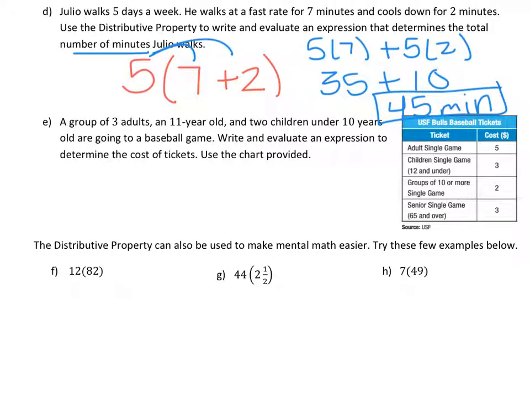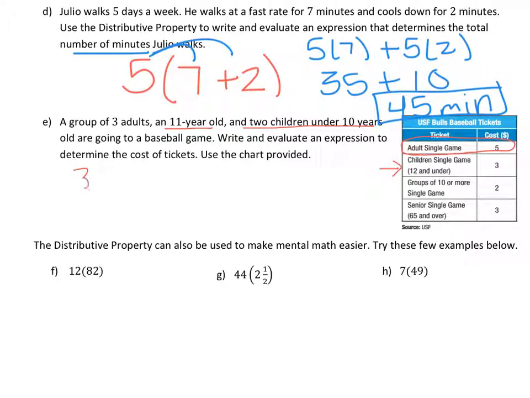Letter E. A group of 3 adults, an 11-year-old, and 2 children under 10 years old are going to a baseball game. Write and evaluate an expression to determine the cost of tickets. Use the chart provided. Okay, so we have 3 adults, and the adult cost is $5. And we have an 11-year-old and 2 children under 10. The 11-year-old would fall in this category, children single game 12 and under, and so would the 2 children under 10. So here's how we're going to do this.